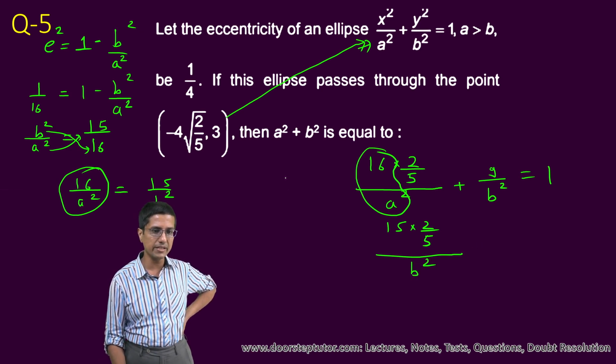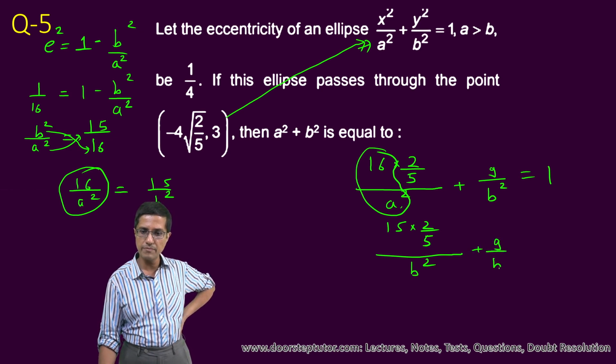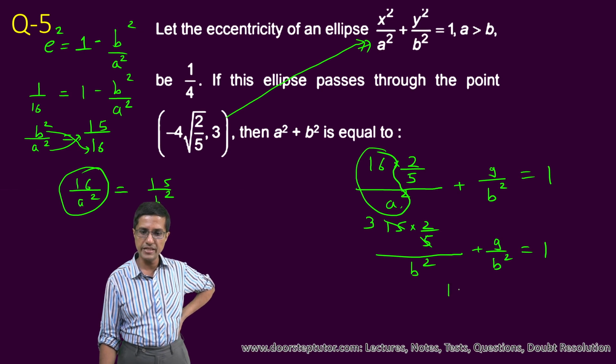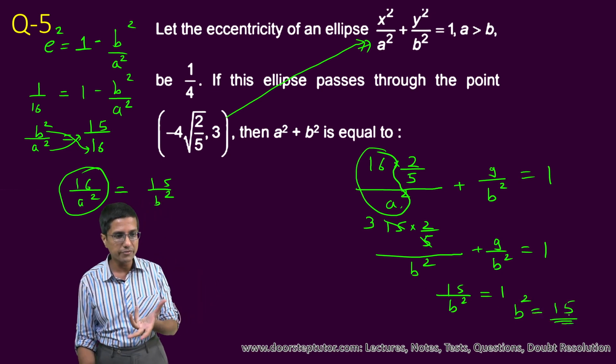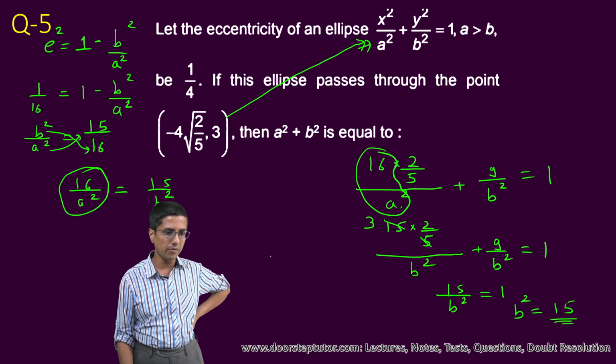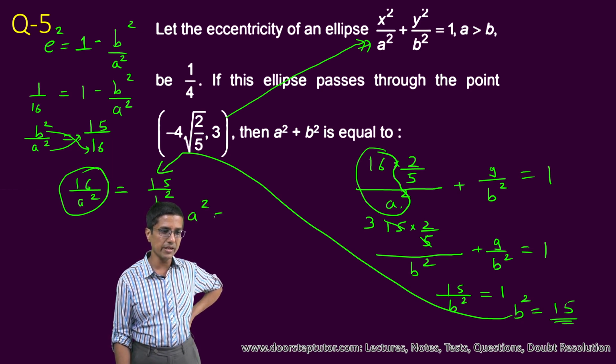I simply substituted 16 by a square with 15 by b square, plus 9 by b square is equal to 1. So 15 by 5 is 3, and 3 times 2 is 6. 6 plus 9 is 15. So 15 by b squared is equal to 1, and we know that b squared comes out to be equal to 15. Now we know b squared is 15. Let's substitute it in this equation. What do I get? I get a squared is equal to 16.